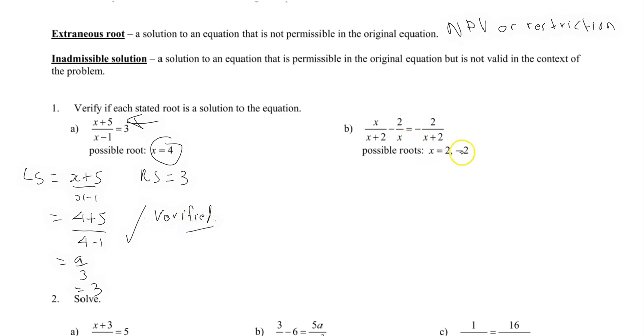This guy here, possible roots, 2 and negative 2. Well, we can see there's going to be a problem with negative 2, right? That's going to be a restriction, but let's check out the 2 first as a possible root, and then we'll look at the negative 2. Okay, let's go over here. So our left side, and we're going to try the value 2.